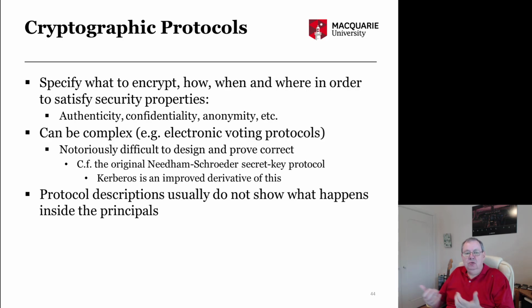So the protocols are used to specify what should be encrypted, how it should be encrypted, when, at what point in the protocol, and where, by Alice, by Bob, by Carol, etc., in order to satisfy various security properties like authenticity, confidentiality, anonymity, and so on and so forth. Now, we'll look at some simple examples, but I want you to bear in mind that these things can get very, very complex. They're notoriously difficult to design and prove correct. And we'll look at an example of that in the form of the original Needham-Schroeder secret key protocol.